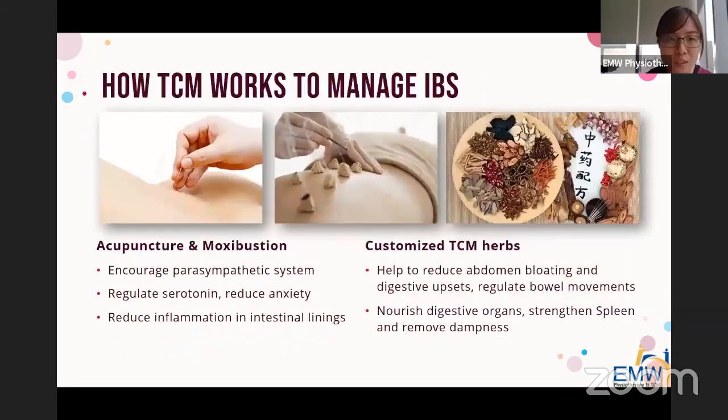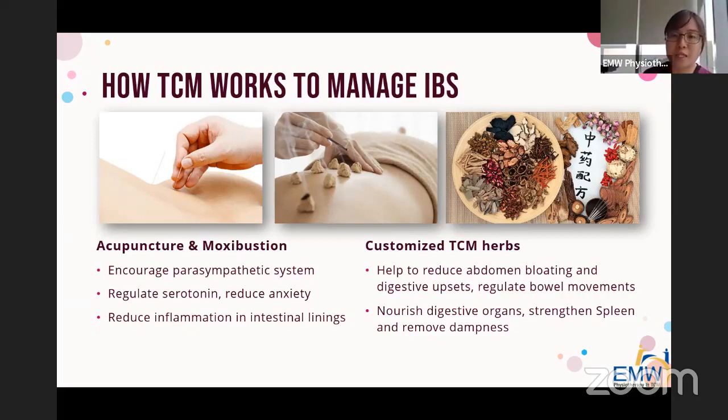How it works is that through acupuncture and moxibustion, we are able to encourage your rest and recovery system to take place, which is known as the parasympathetic system. It helps to reduce inflammation in the intestinal linings. It helps to recover that portion, and hopefully for the digestion function to work well again. It reduces the anxiety as well.